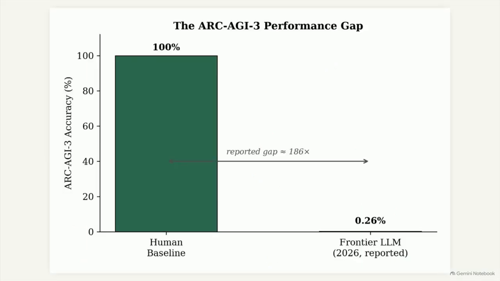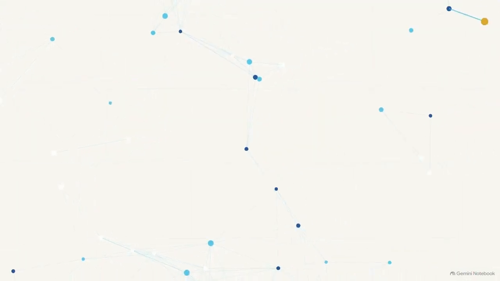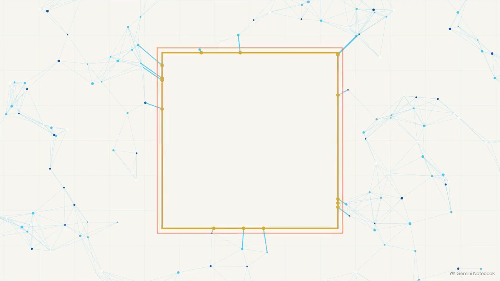This chart highlights a specific empirical failure of the hoarding approach. It compares human baseline performance to a frontier model on the ARC-AGI-3 benchmark, which measures fluid rule discovery. Humans score near 100%. The model scores 0.26%. That is a performance gap of 186 times. This gap suggests that the inability to crack fluid intelligence isn't a symptom of limited data. It is the result of a structural architectural flaw.